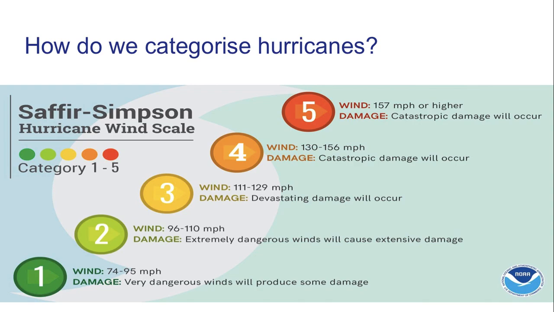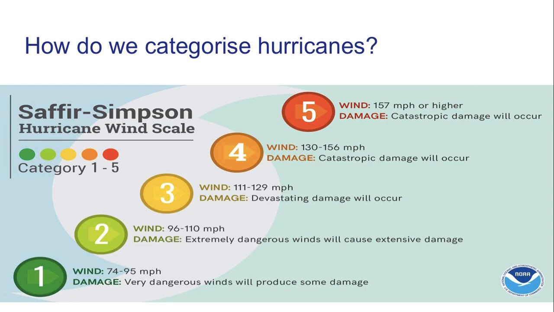So, categorizing hurricanes, okay? 1, 2, 3, 4, 5. So, yeah, at 74 miles per hour, it becomes a hurricane. That's a category 1. Very dangerous winds, okay? Then it just gets extremely dangerous, devastating damage, catastrophic, okay? And it can talk about the amount of damage, but there's going to be several other things to consider about what might cause the damage or what might cause the problem.